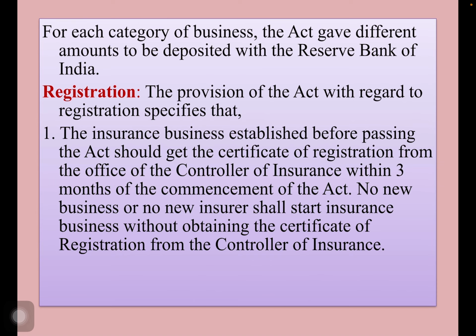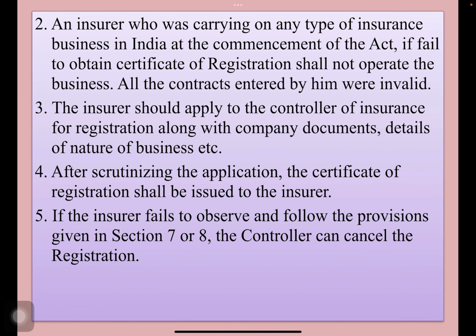Now, registration. The provision of the Act with regard to registration specifies that the insurance business established before passing the Act should get a certificate of registration from the Office of the Controller of Insurance within 3 months of the commencement of the Act. No new insurer shall start business without obtaining a certificate of registration from the Controller of Insurance. The insurer who was carrying on any type of insurance business in India at the commencement of the Act, if he fails to obtain a certificate of registration, shall not operate business. All contracts entered by him were invalid.